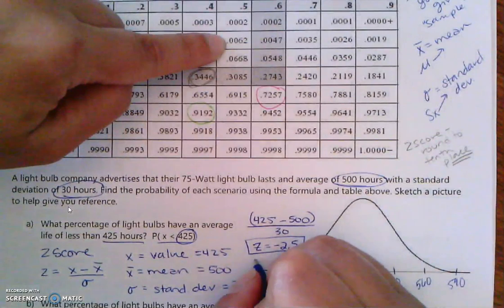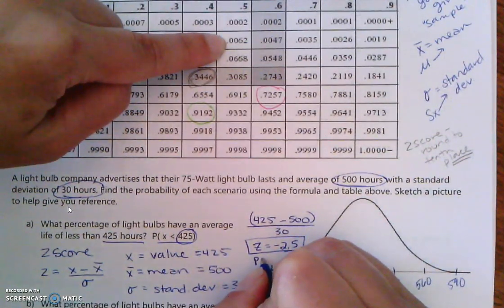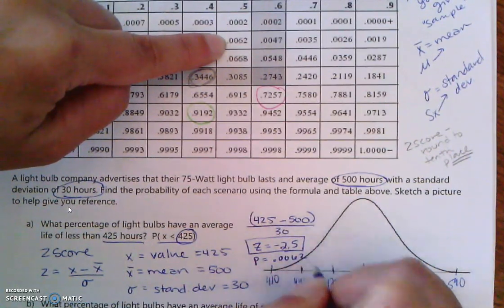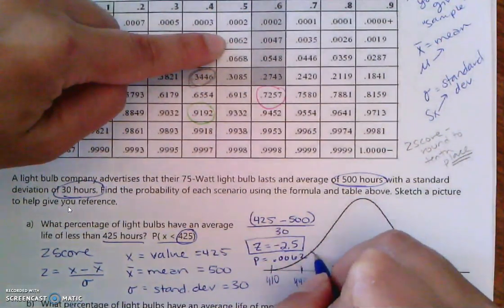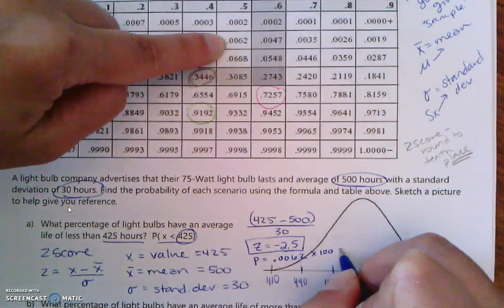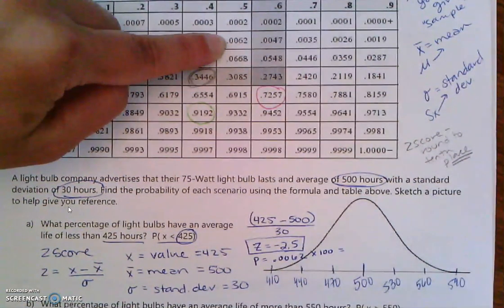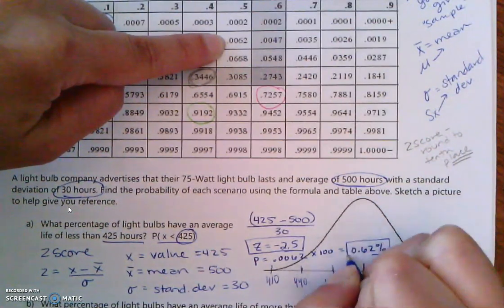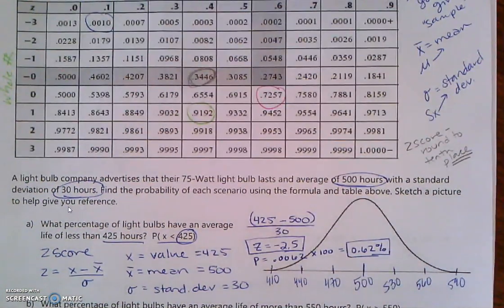And my answer, my p, would be 0.0062, which I must multiply by 100 to get a percentage. So 0.0062 times 100 is 0.62%. For my class, I always want you to give a percentage as your answer.